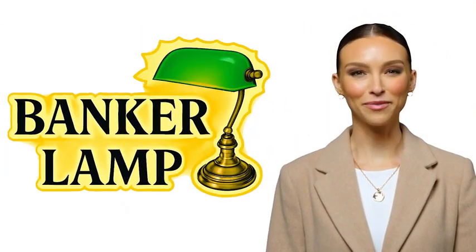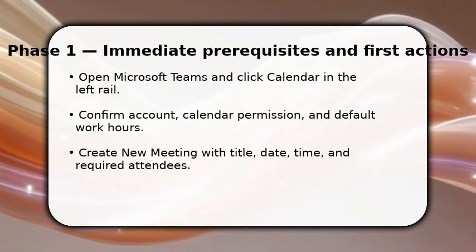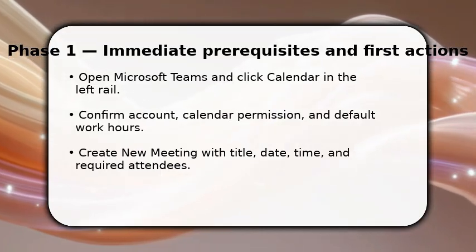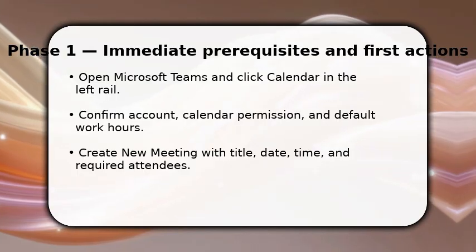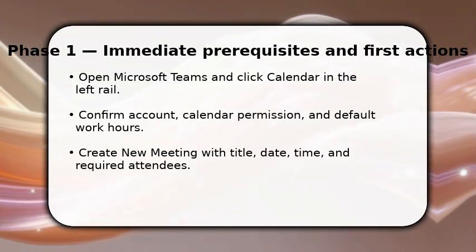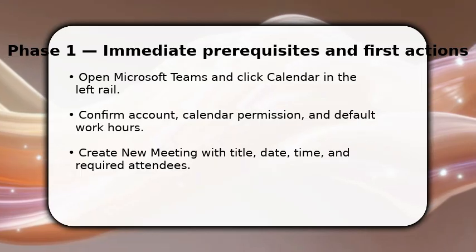Please enjoy the video. You start by opening Teams and selecting Calendar so you can see availability at a glance. Once done, verify you're signed into the correct account and grant calendar permission. This prevents missing events later.